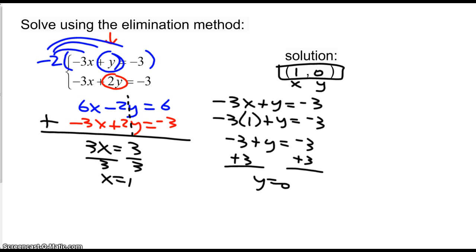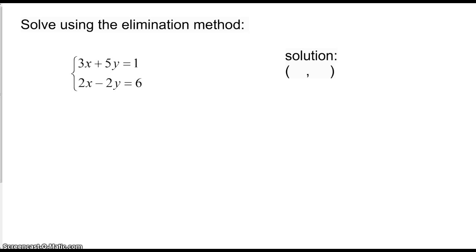And there's nothing wrong with getting fractions in these problems either. But 1 comma 0 happens to be the correct solution here. All right, so sometimes you can force them to eliminate by multiplying one of the equations by a constant first, like this. Sometimes it's even more complicated. Maybe we have to multiply both equations by a constant. And here's a great way that works nicely.